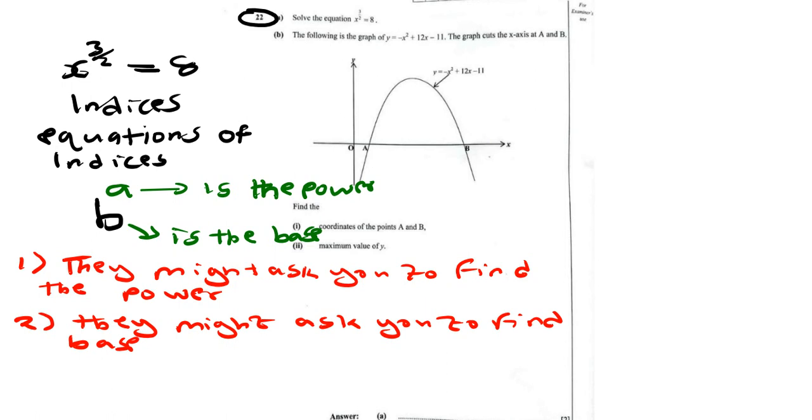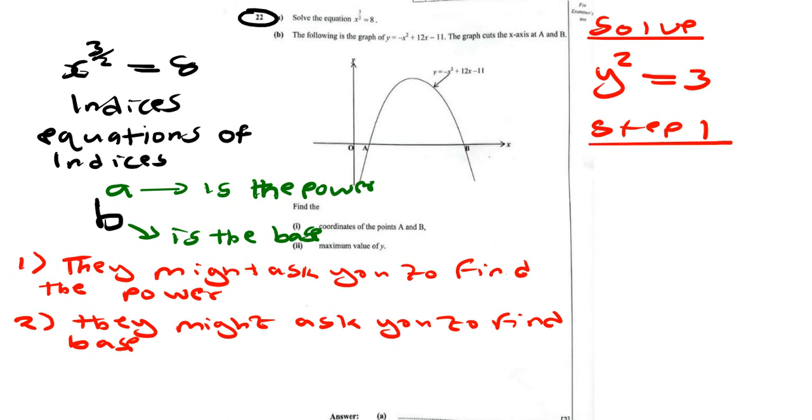So if they're asking you to find the base, what is it that you do? For example, you've got y to the power 2 is equal to maybe 3, and they want you to solve this equation. How do you go about it? Step one, find the reciprocal of the power.